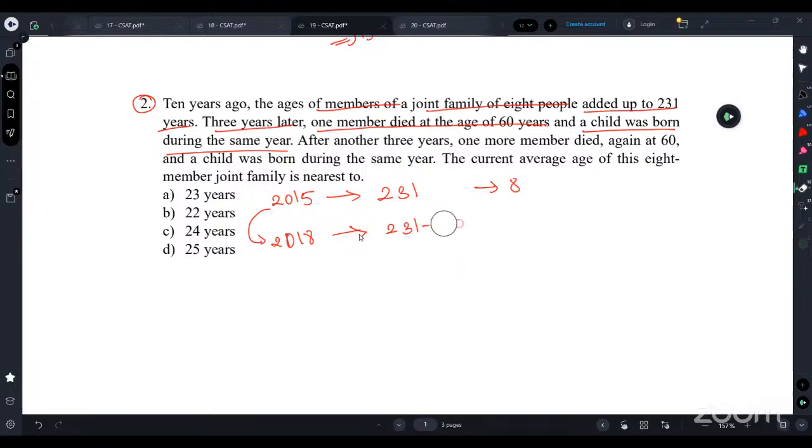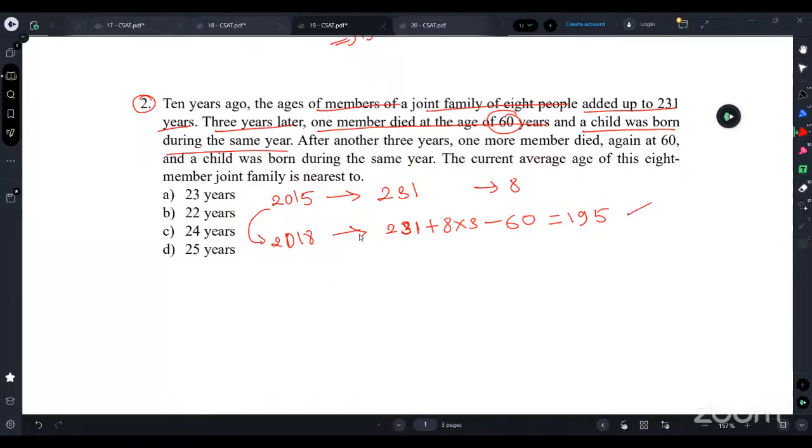Before we remove this person, we will calculate the summation of ages after 3 years. It will be 231 plus 8 people, and each person's age will increase by 3 years, so 231 plus 8 into 3 will be the total age. But this person who was aged 60 will die. So the summation of ages in the year 2018 will be 231 plus 24 minus 60, which is 195 years.